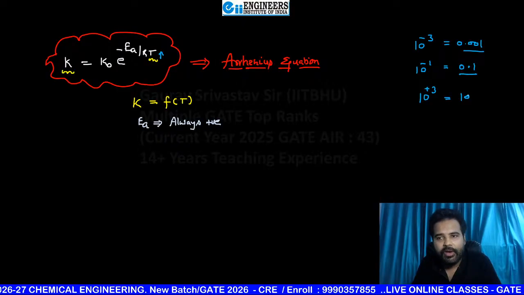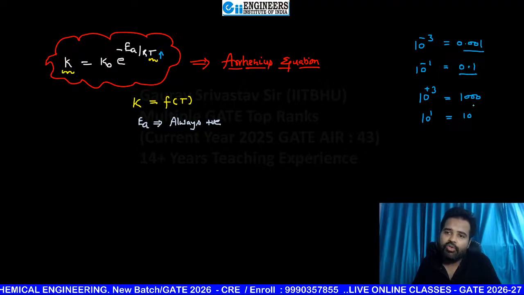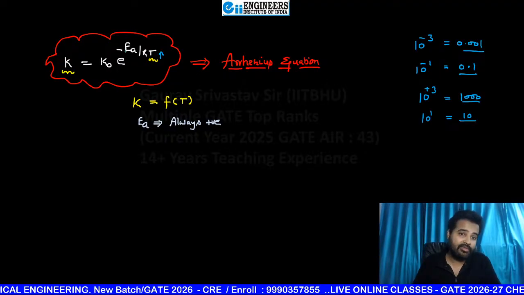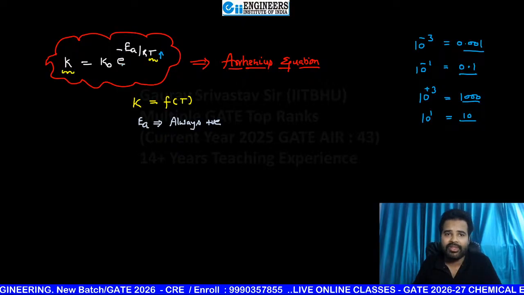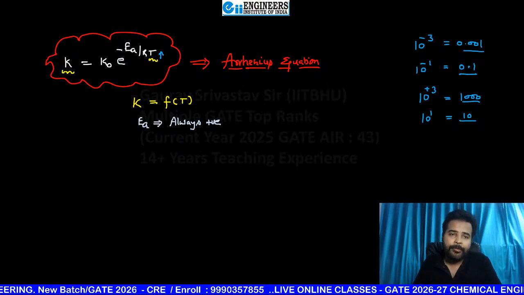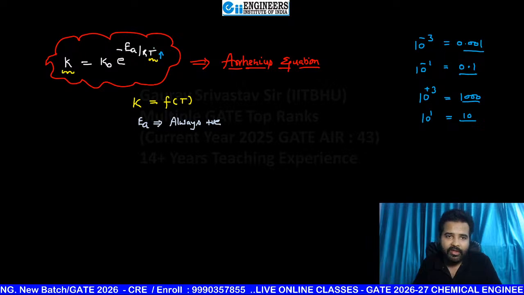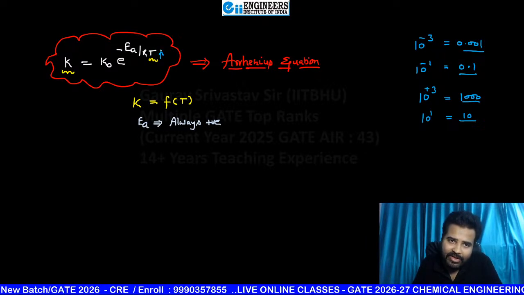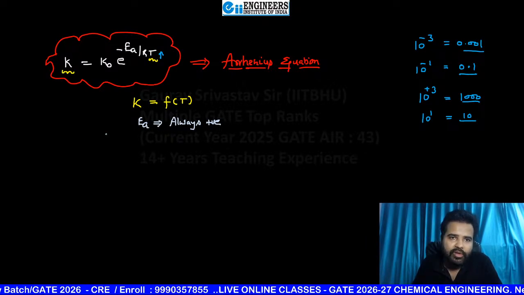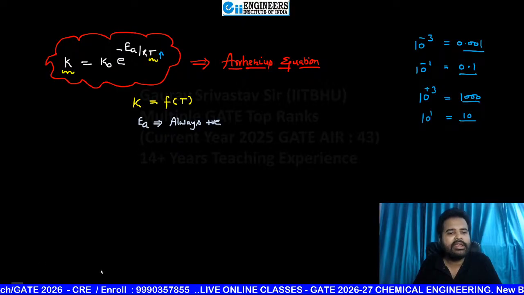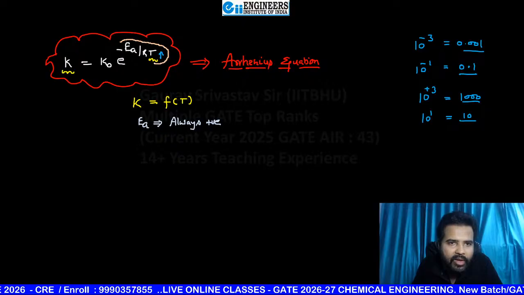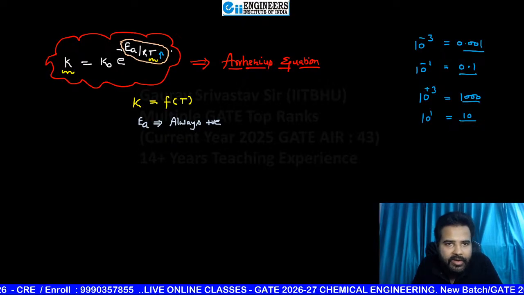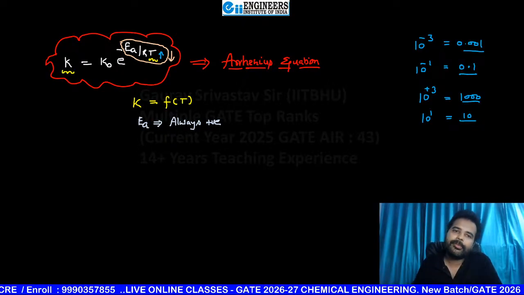So high positive power will give you a high value, less positive power will give you a less value. But here this is not positive, this is negative power. See, e raised to power minus, 2.7 something is the value of e. So e raised to power this minus sign. So if the denominator is increasing, definitely the overall value of Ea by RT is going to decrease.